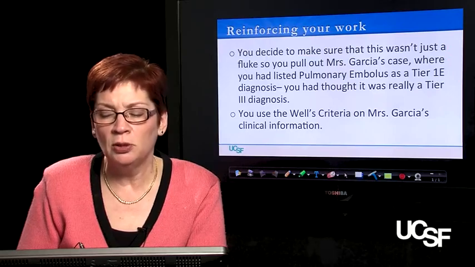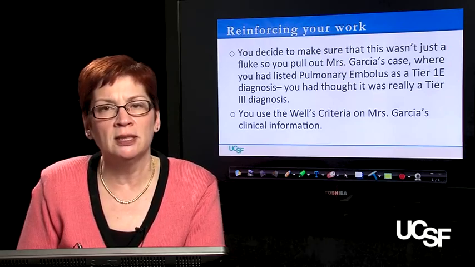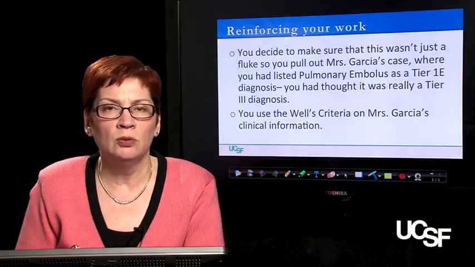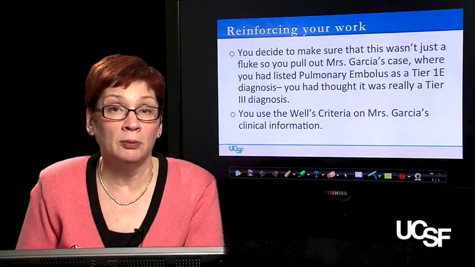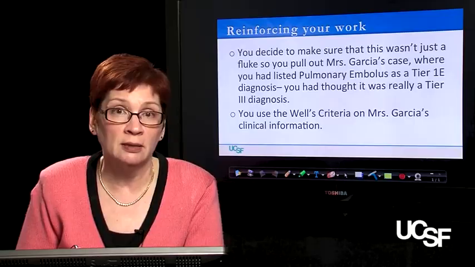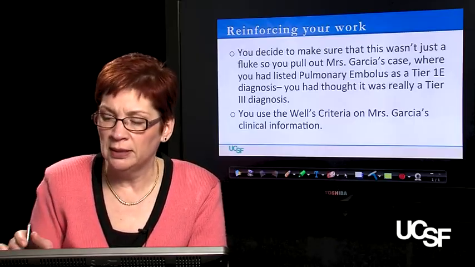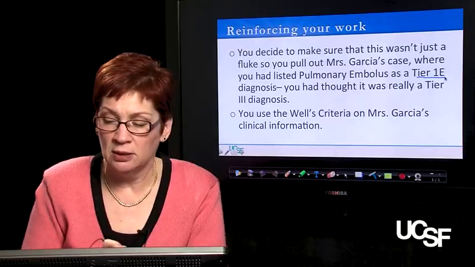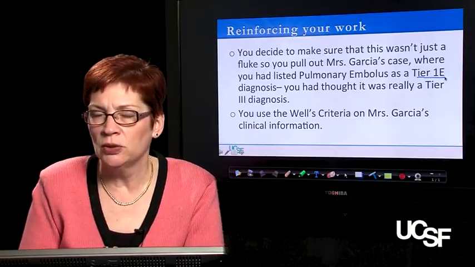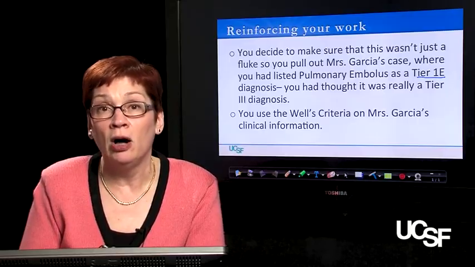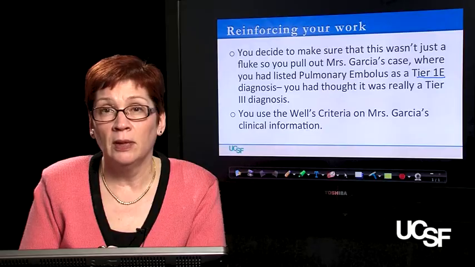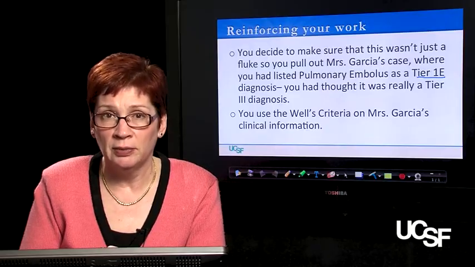Just in terms of testing yourself, you decide to make sure that this wasn't just a fluke case. So you pulled out Mrs. Garcia's case. Remember Mrs. Garcia? She's the woman who presented with shortness of breath that we believe was related to a pleural effusion associated with a malignancy. You had listed pulmonary embolus as a tier 1E diagnosis. You had actually thought it was really a tier 3 diagnosis because the clinical presentation didn't at all appear to be related to pulmonary embolus.